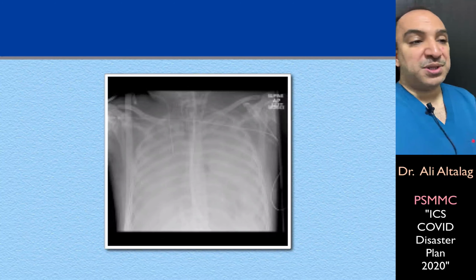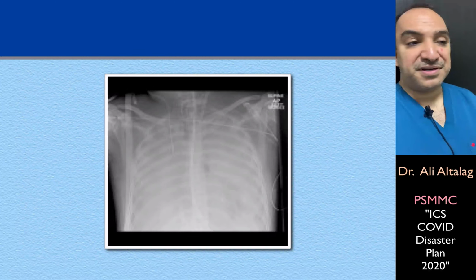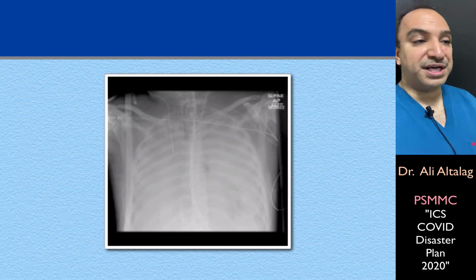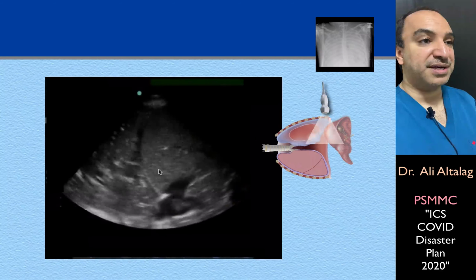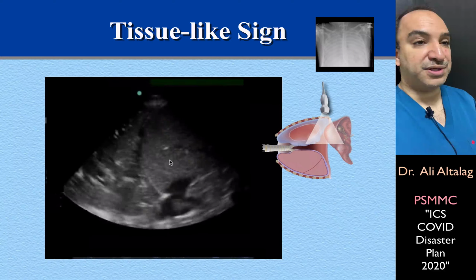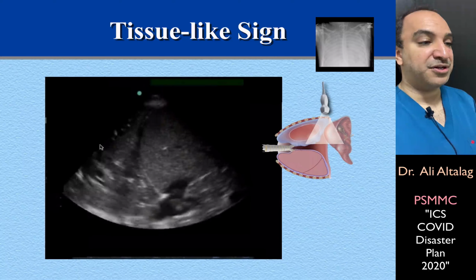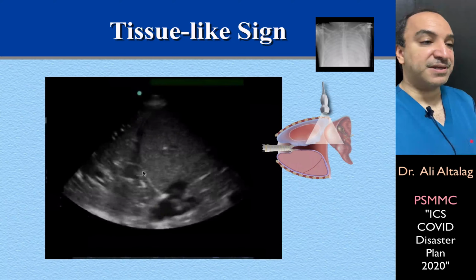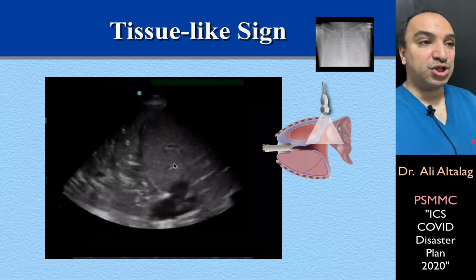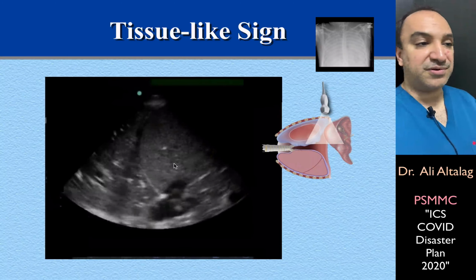Now, in patients with ARDS or severe pneumonia, you may see another sign called the tissue-like sign. Here you see the liver, you see the diaphragm, and here you don't see the curtain sign, you don't see pleural effusion, you see instead something that's similar to the liver. This is called the tissue-like sign. It is a sign of consolidation, basically.